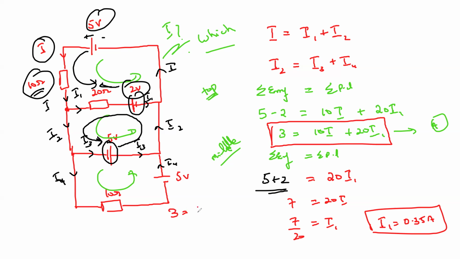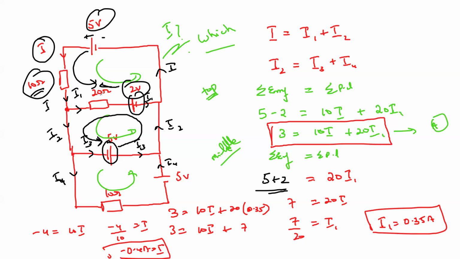So 3 is equal to 10I plus 20 times 0.35. 20 times 0.35, what's the answer? 7. So 3 is equal to 10I plus 7, and then 7 moves to the other side and becomes minus 4. So minus 4 is equal to 10I, or minus 4 divided by 10 is equal to I. So that means minus 0.4 ampere. The value of I is 0.4 ampere, but negative.